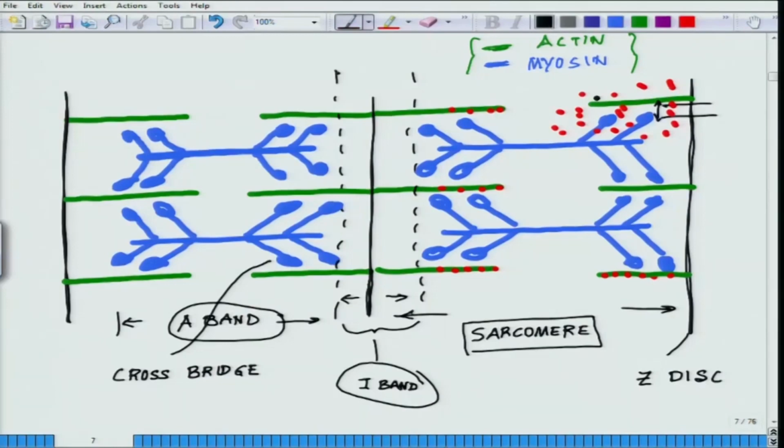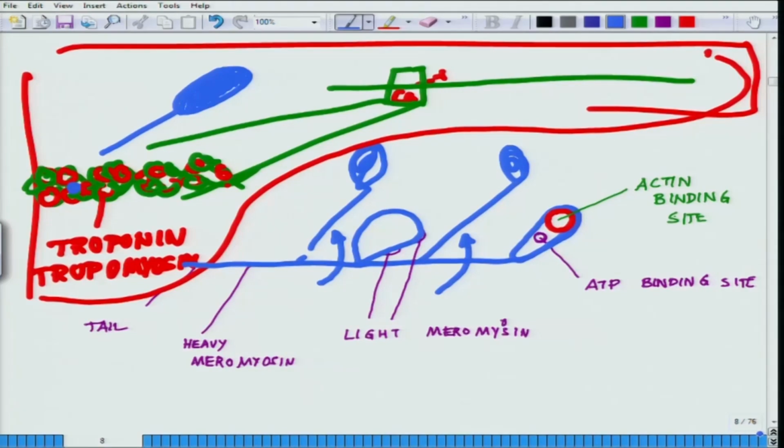As soon as that blockage is removed, the next thing that happens, if you look in depth at this zone, is that the myosin head is in direct contact with the actin. Here is the actin and here is the myosin head, in direct contact with the actin. Now, it has an ATP and actin binding site. This actin binding site is now active, so it is in touch with the myosin here.